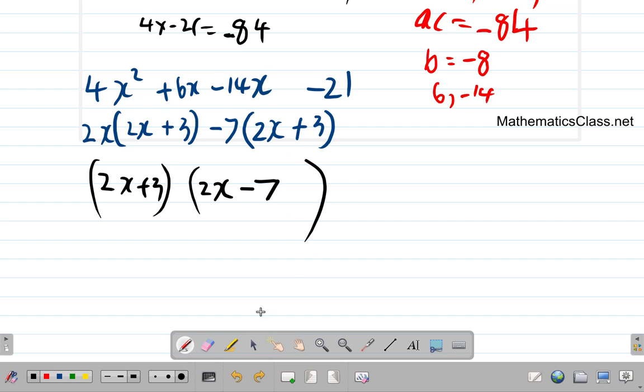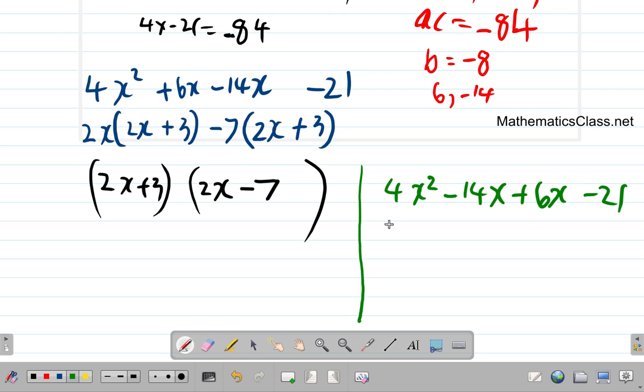Let's consider something. Suppose we had said 4x squared. We put the 14 in front, minus 14x, then plus 6x, minus 21. Suppose after that, what would we get? We have 2x outside the bracket. 2 into 4 goes 2. We have x minus 2 into 14, 7. And then here we have plus 3. 3 into 6, 2x. 3 into 21, 7.